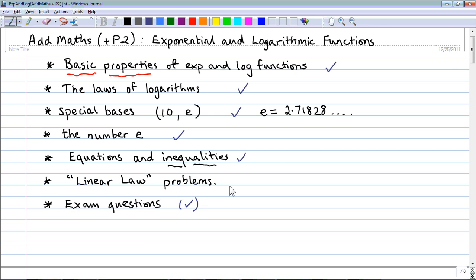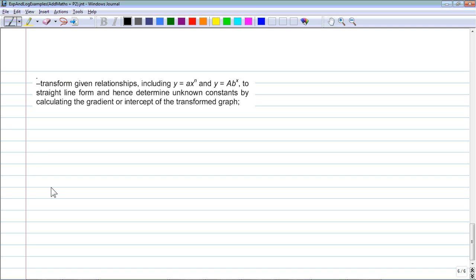On the other hand, the remaining section that we've got to think about is the linear law problems here. So I guess the best way to start looking at this is to look at the syllabus. On the syllabus you see that it says a student should be able to transform given relationships, including y equals ax to the n and y equals ab to the power x, to a straight line form, and hence determine unknown constants by calculating gradient or intercept of the transformed graph. So what does this mean? People sometimes find it very mysterious.